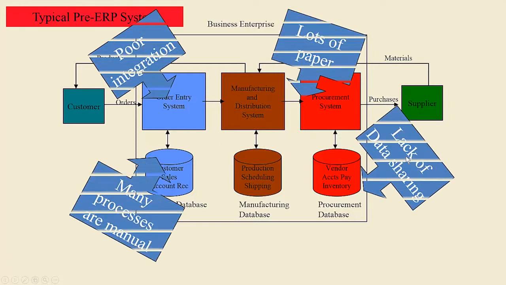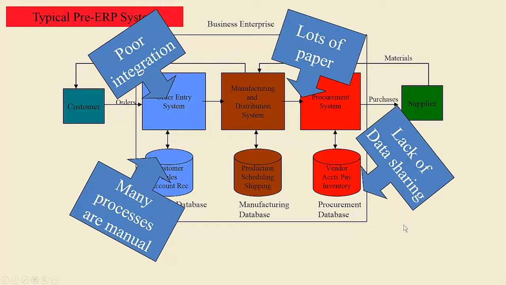So let's summarize our weaknesses. Poor integration because of these separate applications not being properly patched together. We still retain a lot of manual processes, which means a lot of paperwork is flowing between the different departments in the company. And because we have these separate databases, there's a lack of data sharing within the company.